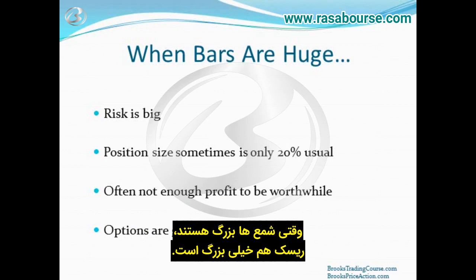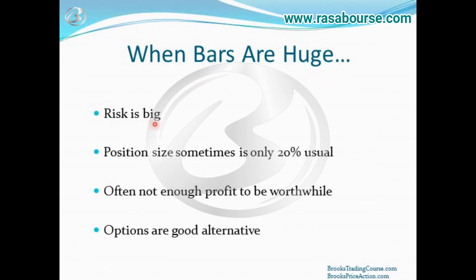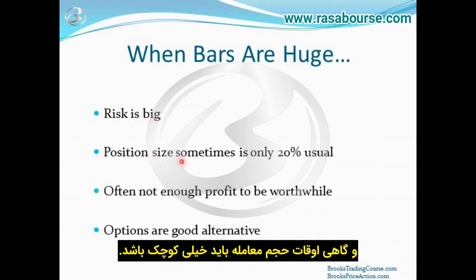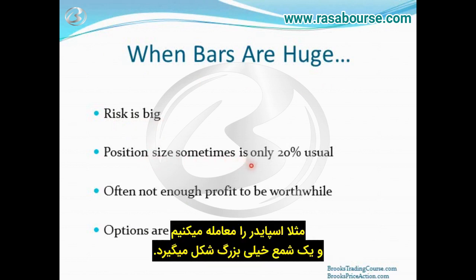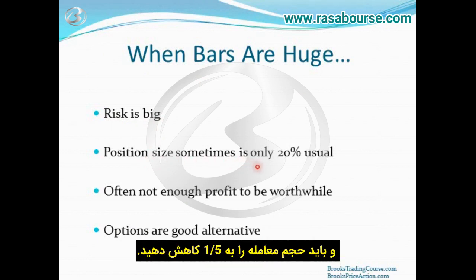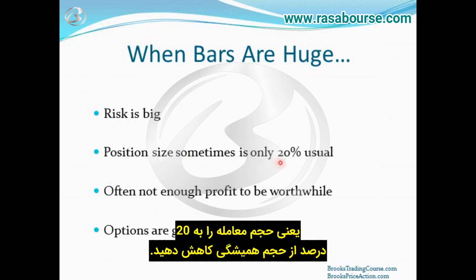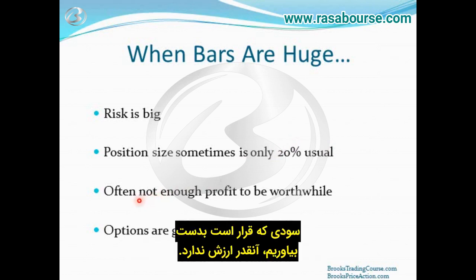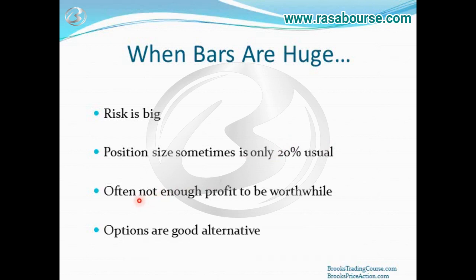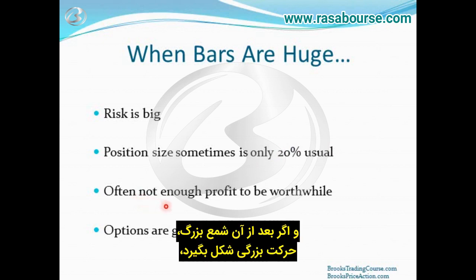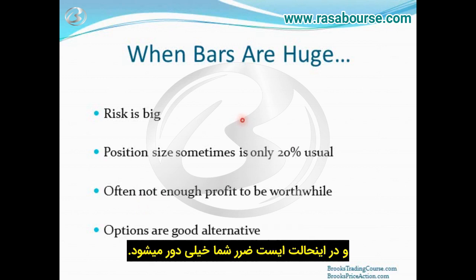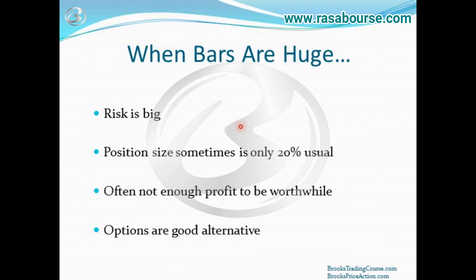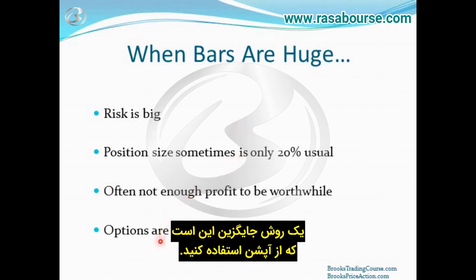When the bars are huge, the risk is very, very big. Position size sometimes has to be very small. Let's say you're trading the spider and you have a huge bar. You might have to reduce your position size to 1/5 normal, 20% of normal. And the profit that you stand to gain sometimes just doesn't feel worth it when you're trading that small. If the market moves huge after that big bar, you can make a lot of profit. But sometimes you're afraid the market may be settling into a trading range, yet your stop has to be far away. One alternative that you can use is options.